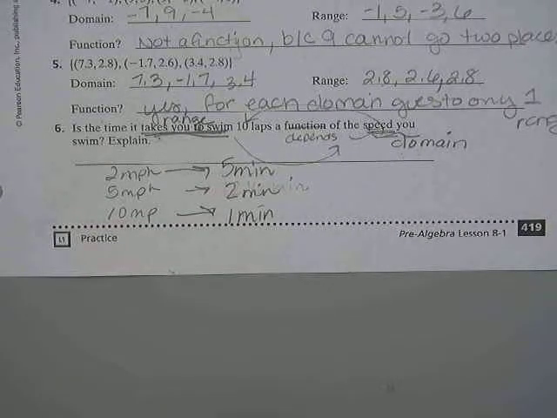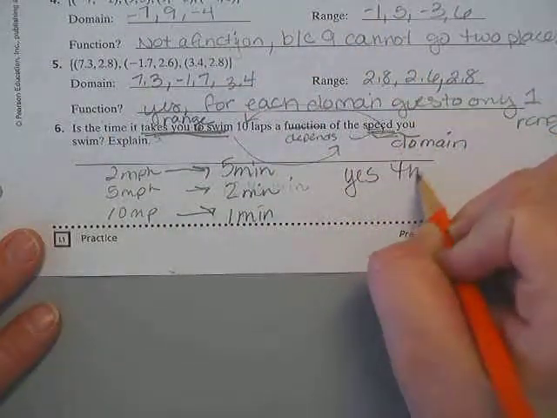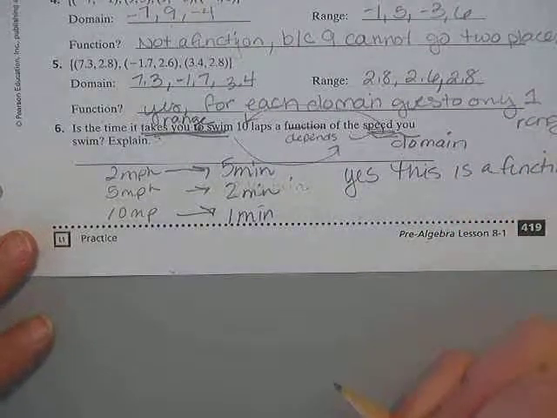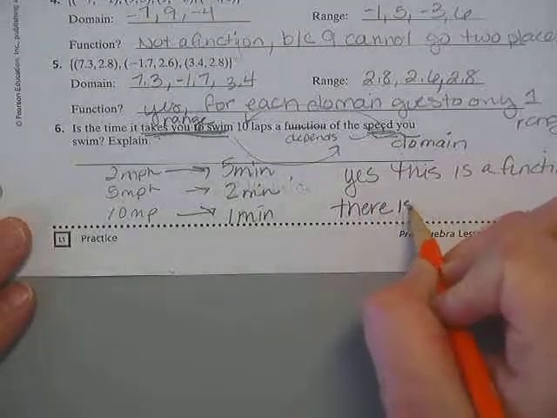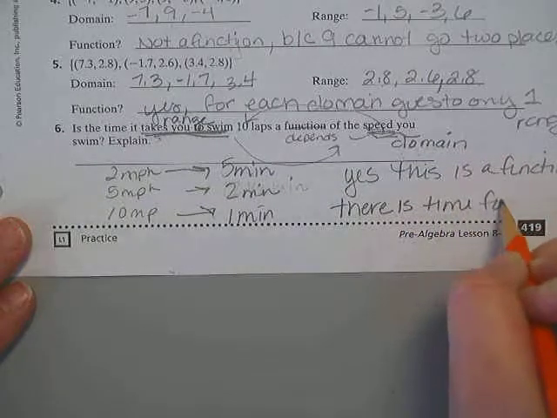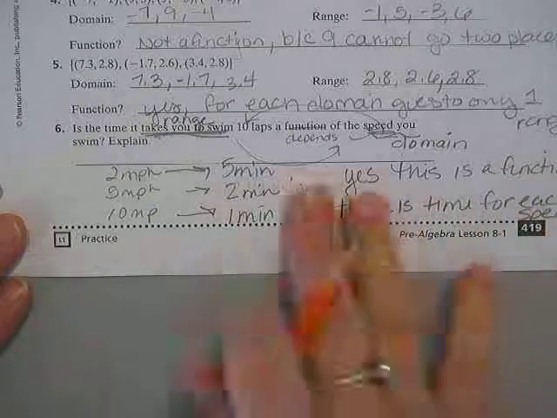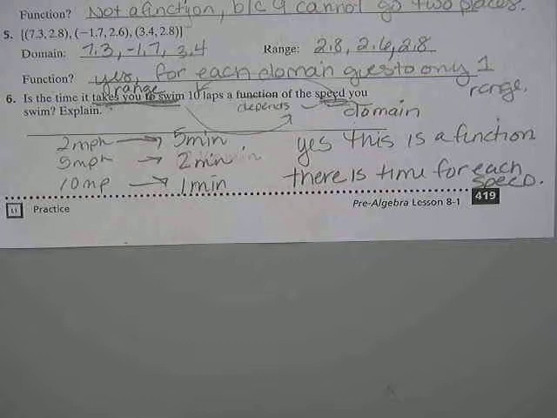But it also depends on what time you start at. But you're going at the same speed. If you start first and then you start later, you're still going to swim at the same speed, and the time from start to finish is going to be the same. So this is a function. There is one time for each speed.